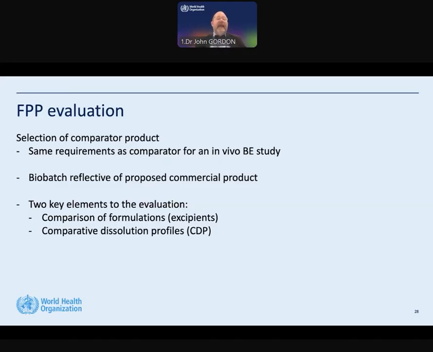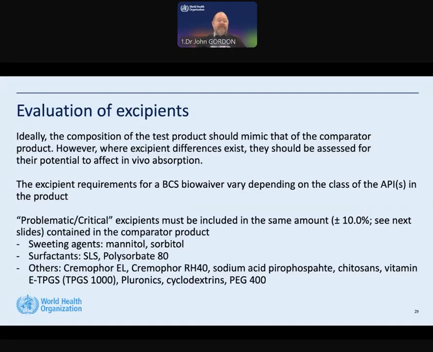Now, the two key elements to the evaluation of an FPP are the comparison of the formulations or the excipients between the proposed product and the comparator product, and the comparison of the dissolution characteristics of the proposed product and the comparator product. So first of all, let's consider the evaluation of the excipient content of the products.